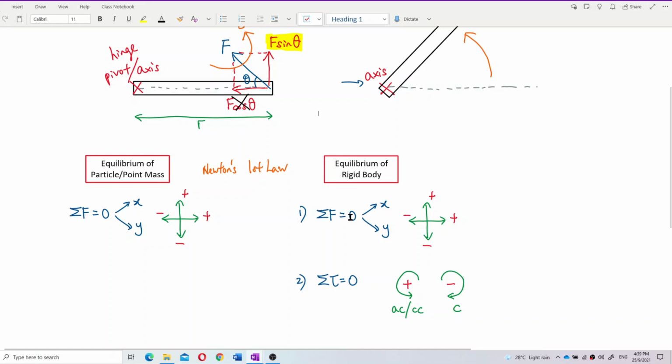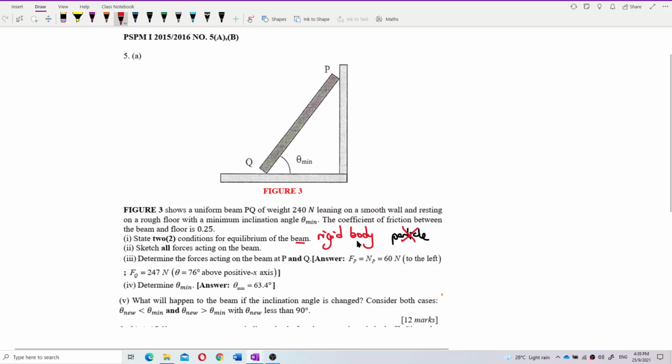One is total F equal to 0 for linear motion, and for rotational motion, total torque equal to 0. So two conditions for a rigid body: not moving around linearly and also not rotating. I'm not saying it's not rotating, it's just that there is no resultant torque. It can still rotate with constant velocity, just no angular acceleration. So these are the two conditions. Let's write them down.